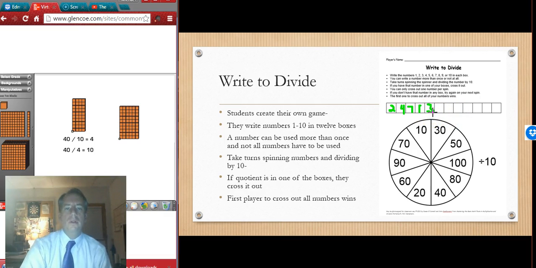We're going to put a little spinner or a little paper clip here in the middle, and we're going to spin it. We're going to divide that by 10. So if the spinner would land here on 30, I'd say, well, 30 divided by 10 is 3. Well, I get to cross out my 3 then. And so then we spin it again, and it lands on, if I had another 3 on here, then I could cross out another 3. So the first person that gets to cross out all of theirs is considered the winner.